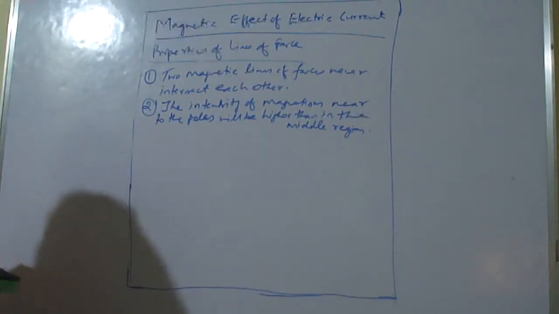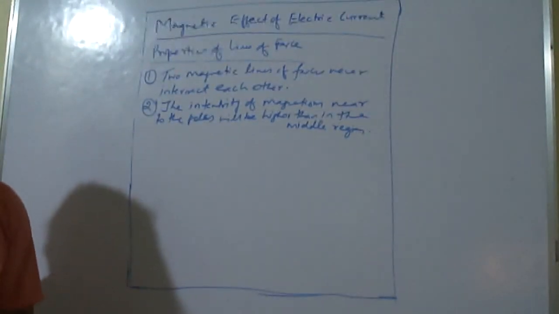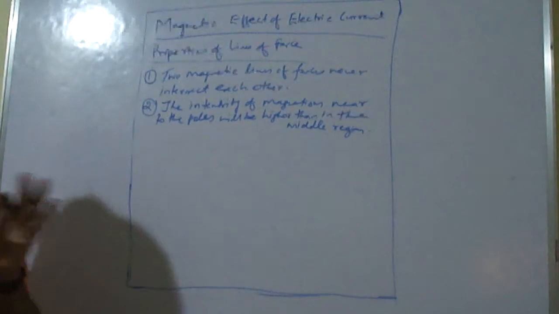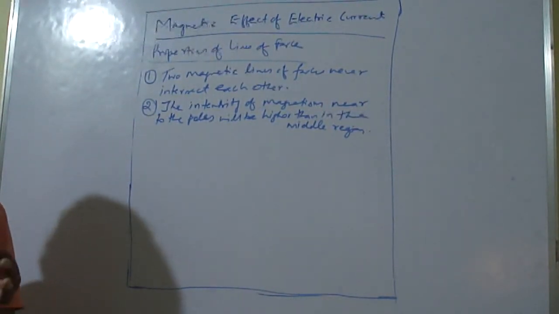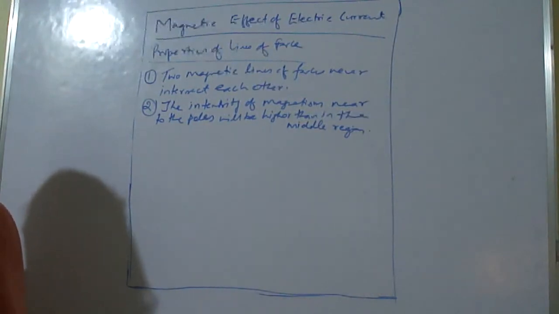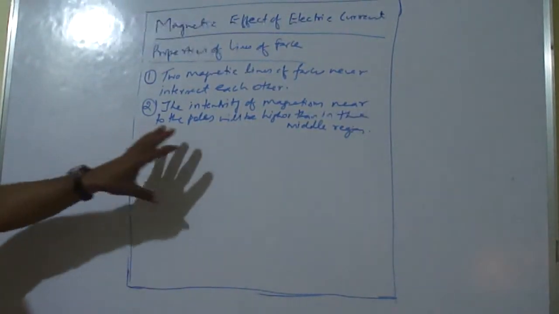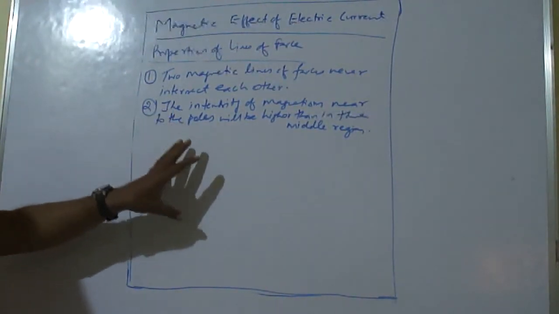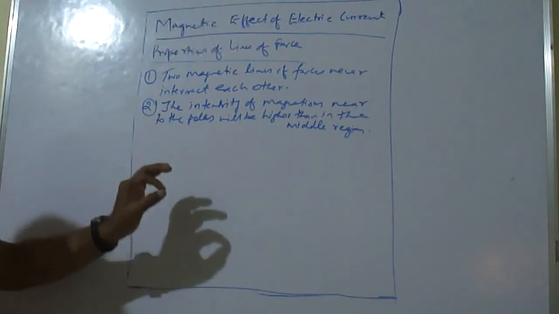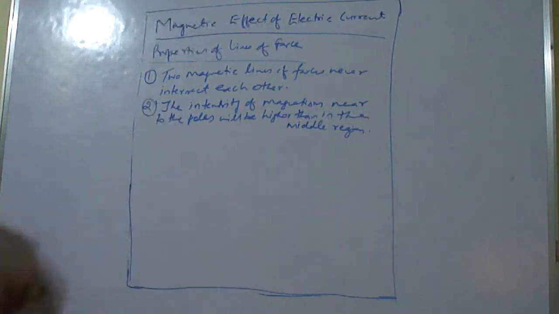So about magnetism, any doubt now? No, sir. So what have we discussed about magnets? What is a magnet? What are the types of magnet? Natural magnet and artificial magnet. What is magnetism? What is a magnetic field? What are magnetic lines of force? And properties of lines of force.